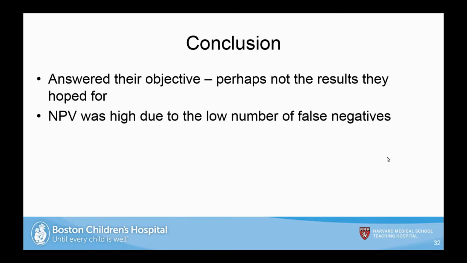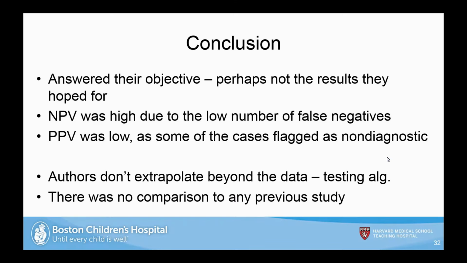They said that their NPV was high due to low number of false negatives, and then their PPV was low, as some of the cases were flagged as non-diagnostic. The authors didn't extrapolate beyond this data because they were just testing an algorithm, and there was no comparison to any previous study as well.